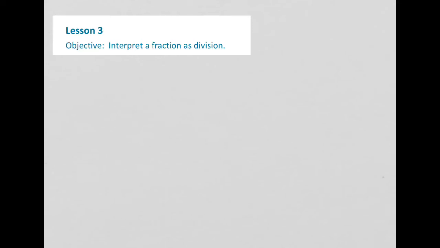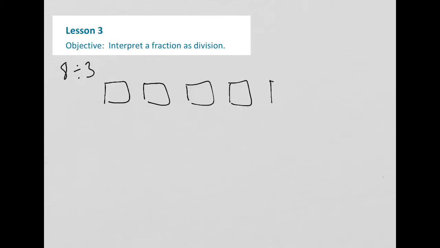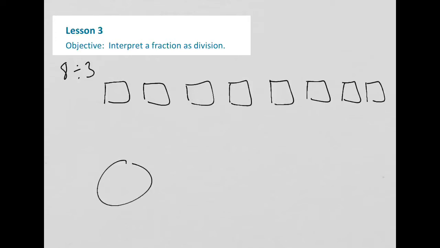Today we're doing Module 4, Lesson 3, where we're continuing to look at interpreting fraction as a division. As a review, yesterday we were doing problems like 8 divided by 3. And we practiced how that would really be 8 crackers divided and shared by 3 people. So if I was going to draw my 8 crackers, and I'm sharing them with 3 people, I need to distribute those crackers.